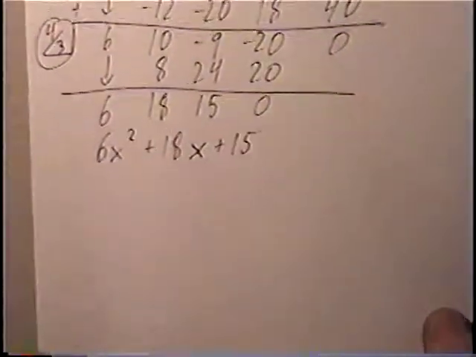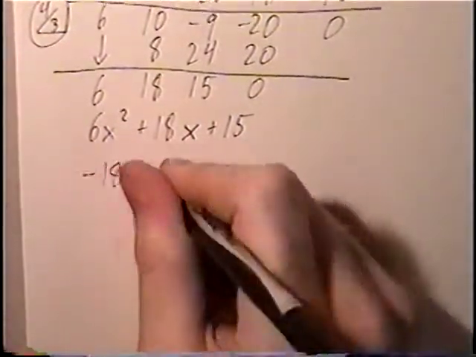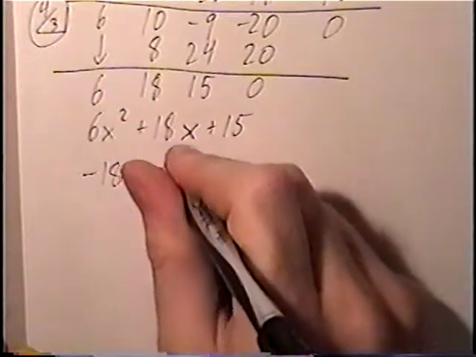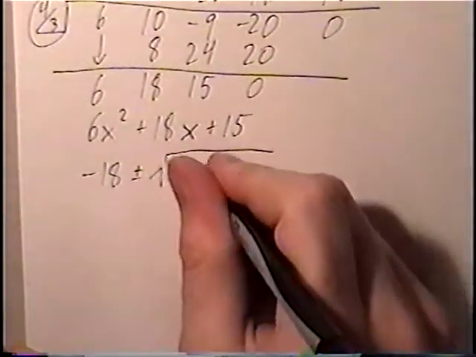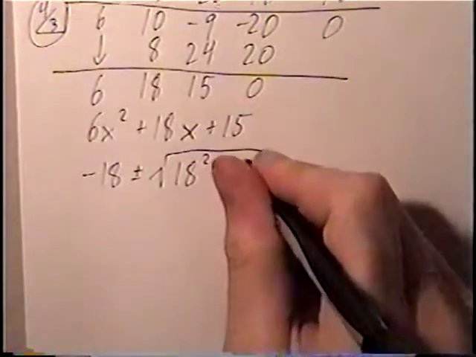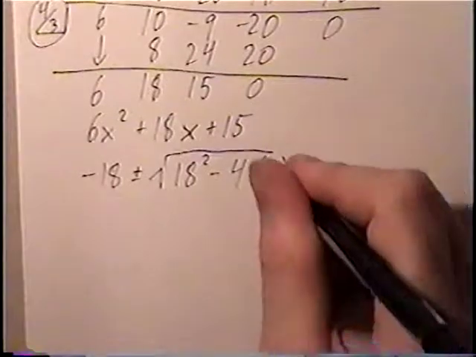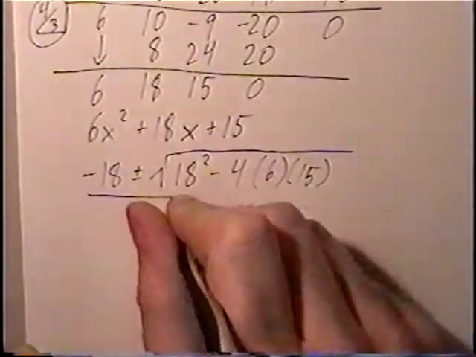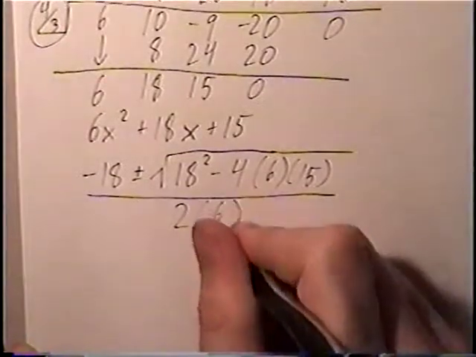Using the quadratic formula again, we'll have negative b, which is negative 18, plus or minus the square root of b squared, which is 18 squared, minus 4 times 6 times 15, 4 times a times c, all divided by 2 times a, which is 2 times 6.